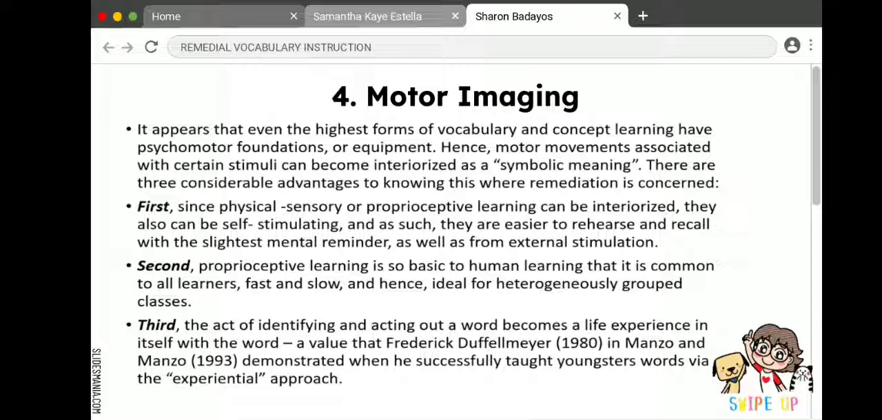So, third, the act of identifying and acting out a word becomes a life experience in itself with the word. A value that Frederick Mayer, in Manzo and Manzo 1993, demonstrated when he successfully taught youngsters words via the experiential approach.